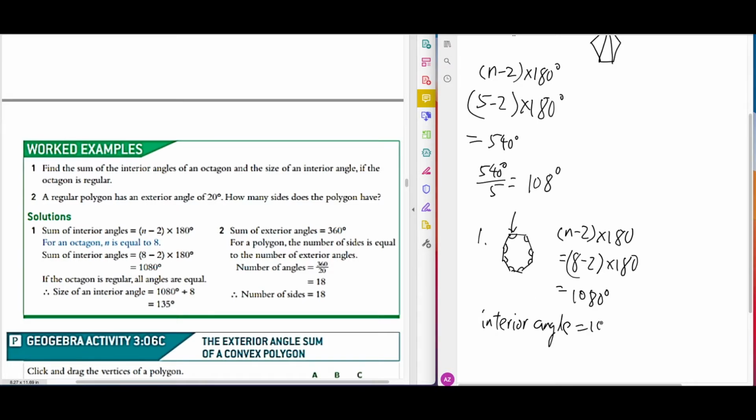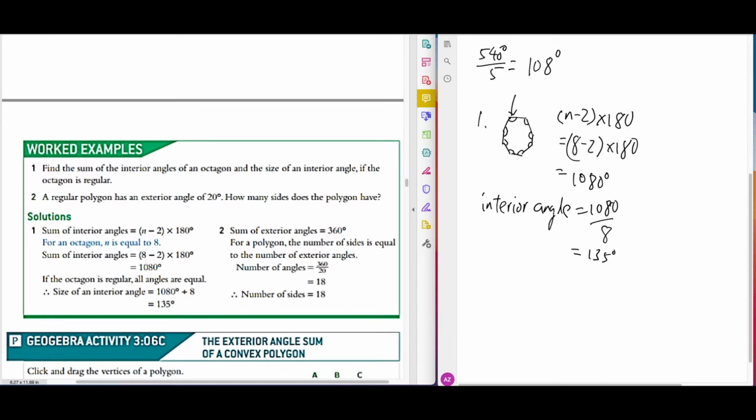It's equal to 1080 divided by 8. So what should you get? You get 135 degrees. Okay, I know this symbol looks like a plus, but it's actually a divide if you're curious. Okay, so that's that. Now let's go on to the exterior angles.